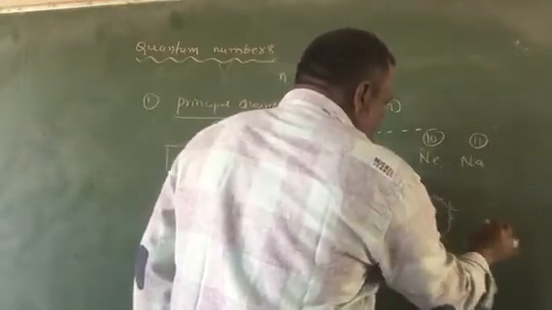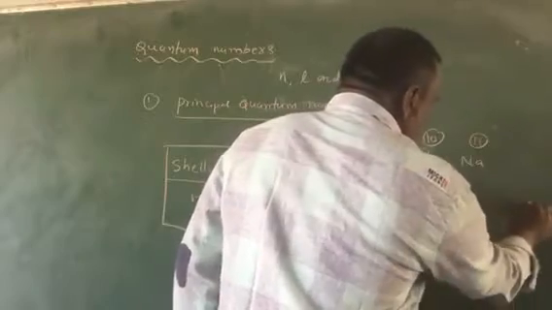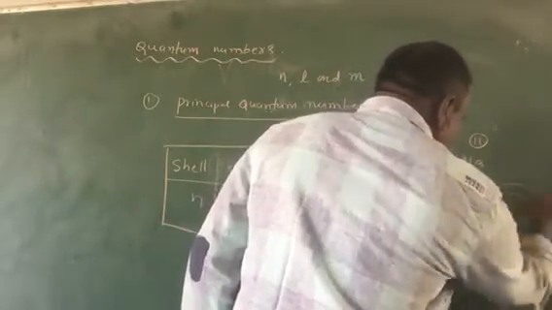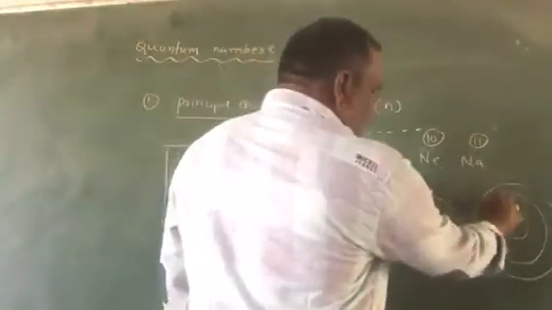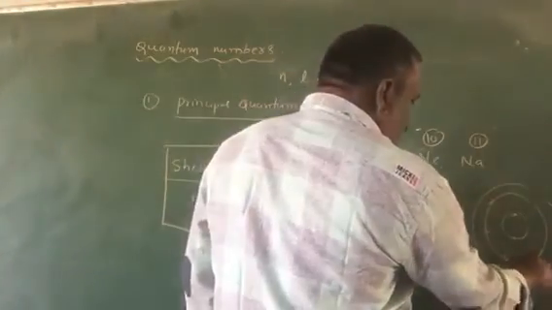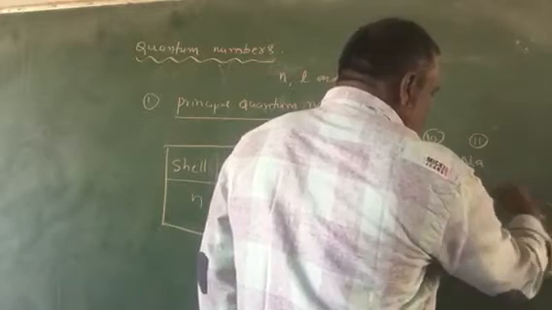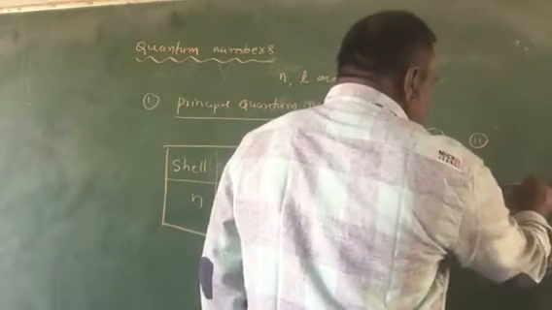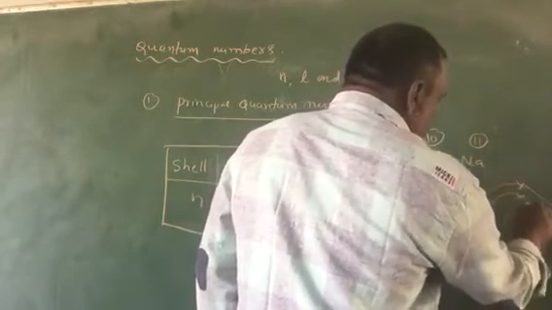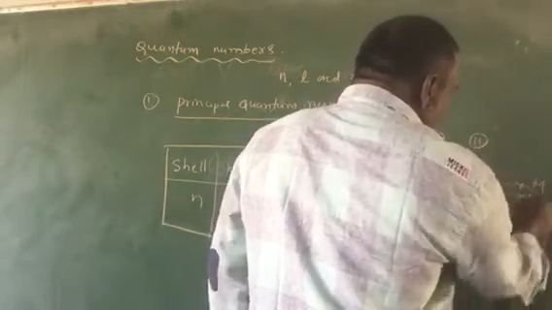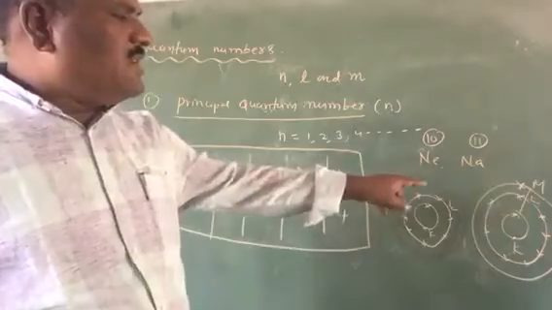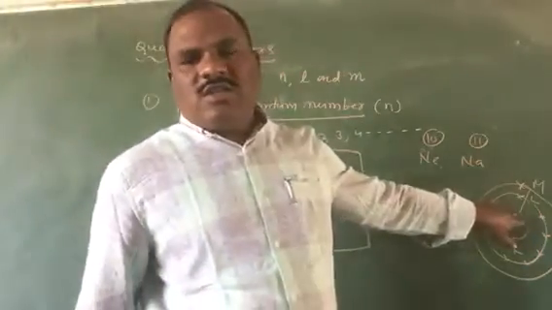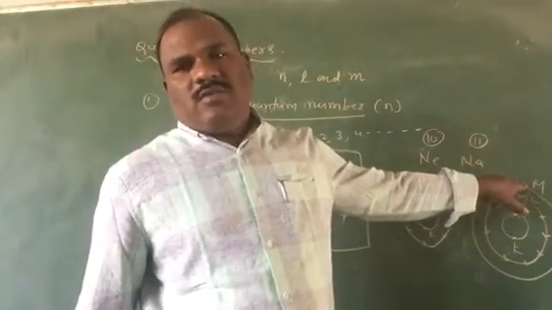Now for sodium, 2 electrons take place in the K shell and 8 electrons in the L shell. Now one more electron is there, so we have K shell, L shell and M shell. Now you see that as the n value increases, the electrons in those shells are farther from the nucleus.